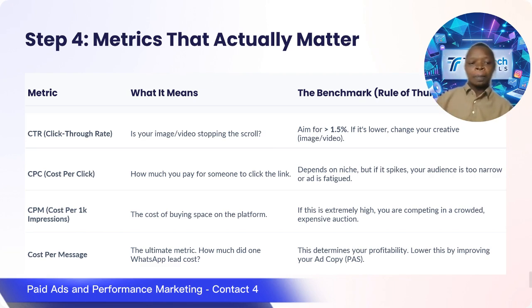So CPC, cost per click, means how much you pay for someone to click the link. It's how much you are paying somebody to click the link, to watch, to see your offer, or to get to your WhatsApp. So it depends on the niche. But if it spikes, your audience is too narrow, or your ad is fatigued. If you are paying more money for people to get into your WhatsApp, then it seems as if that ad is weak. It is tired, so you need to rejig it.